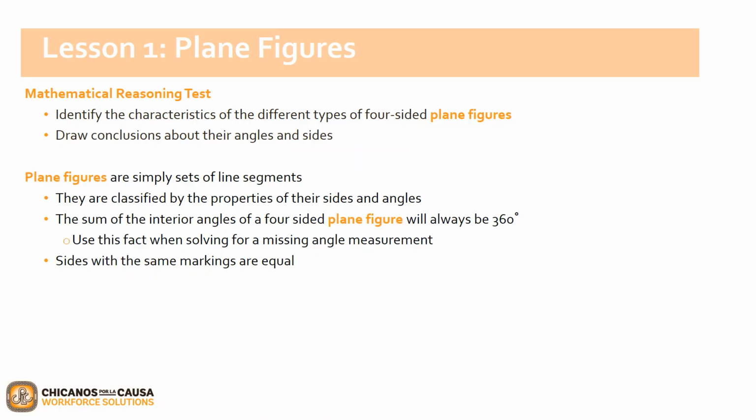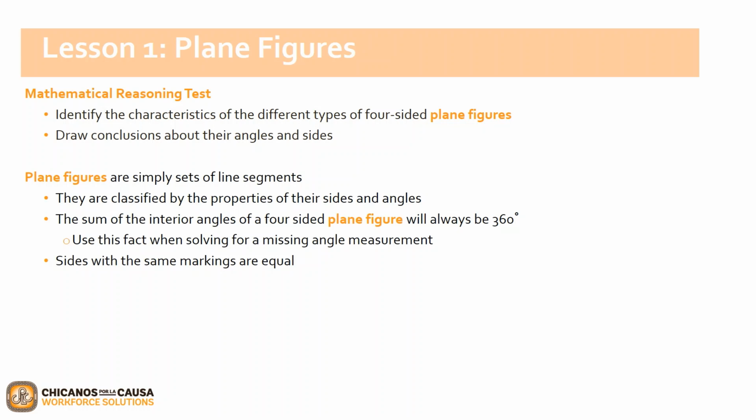During the mathematical reasoning test, you will be asked to identify the characteristics of the different types of four-sided plane figures. Also, you will be asked to draw conclusions about their angles and sides. So you may be asking yourself, what are plane figures? Well, plane figures are simply sets of line segments. They are pretty much classified by the properties of their sides and angles. The sum of the interior angles of a four-sided plane figure will always be 360 degrees.